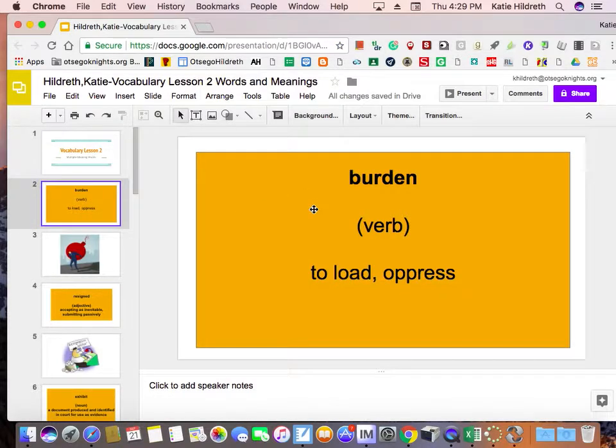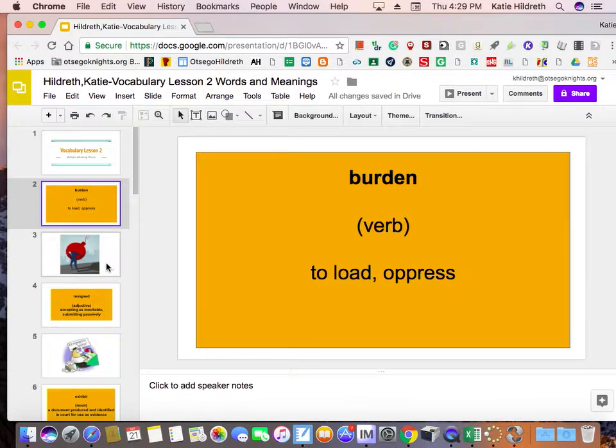Our first word is burden. Burden is a verb. Okay, and if you remember, a verb is a word that shows action or describes. So to load or to oppress. Burden is like bringing you down. It's something that brings you down. So homework may burden you or load you down. If a family member is sick or upset, they can burden you.